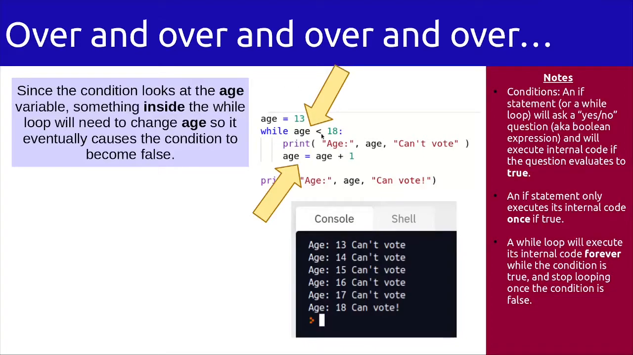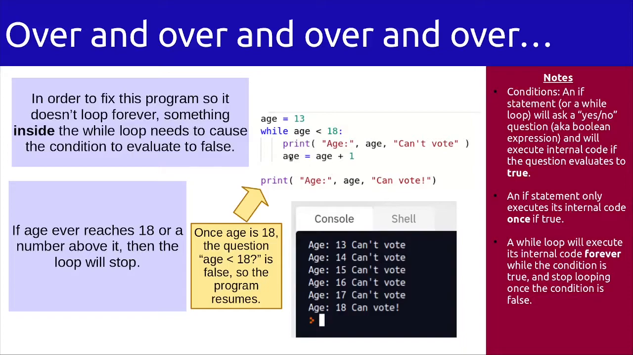Since this condition right here, the question, is looking at the age variable, we will need to make sure that inside of our loop, the age variable eventually causes this condition to evaluate to false. By getting it outside of the range of less than 18, it will eventually quit. It'll loop a bunch of times, but then eventually stop.